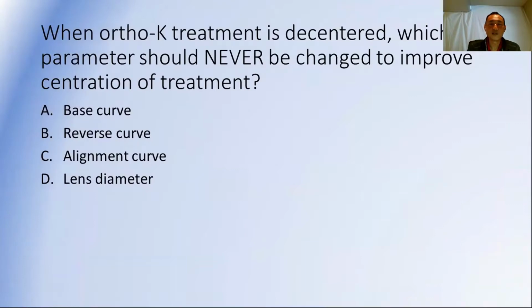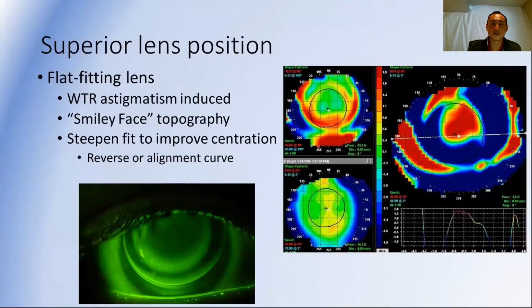When Ortho-K treatment is decentered, which lens parameter should never be changed? We don't have to do this full question. I just mentioned you should never change the base curve to improve the fit of the lens. You can change anything else: reverse curve, alignment curve, lens diameter, but never change the base curve, assuming you have the correct base curve.